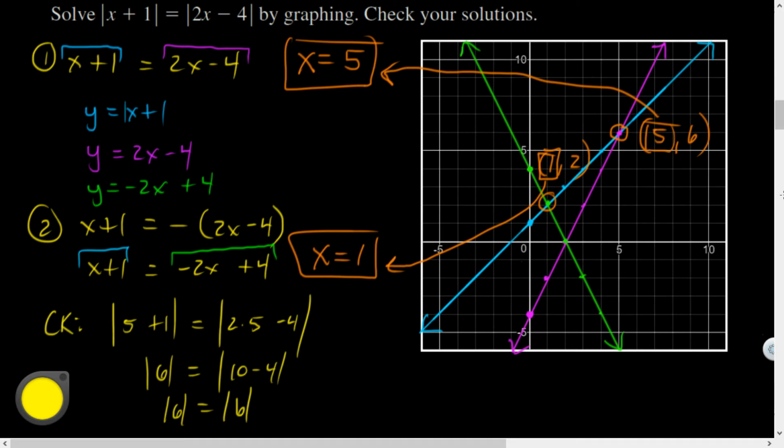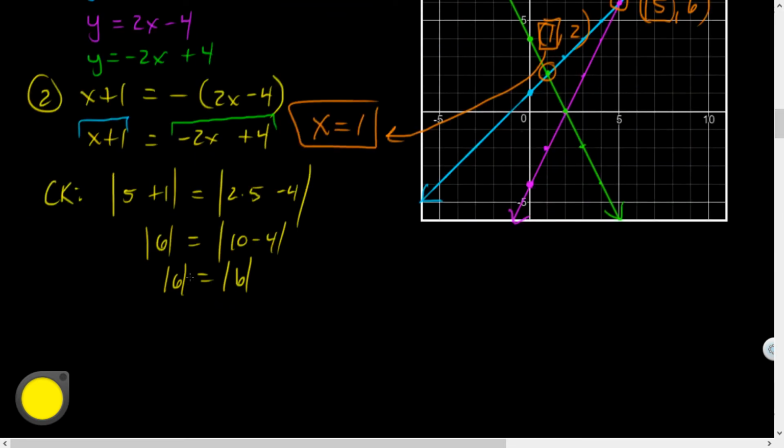What does absolute value even mean, or what does it do? Absolute value is the distance a number is from 0. 6 is 6 units from 0. So for positive numbers, it leaves it. For negative numbers, absolute value makes it positive. Remember that? Let's check 1 in the equation.